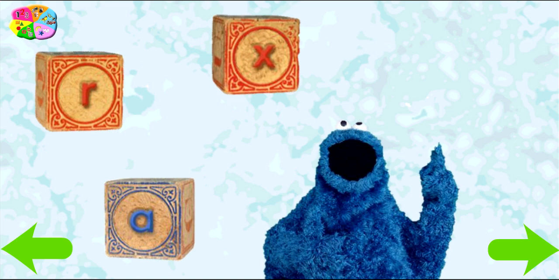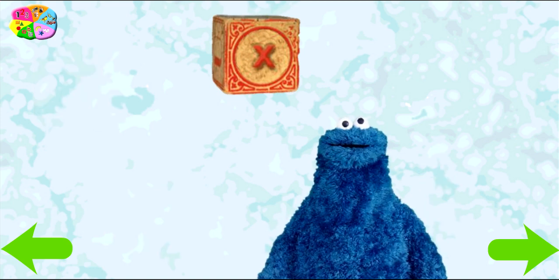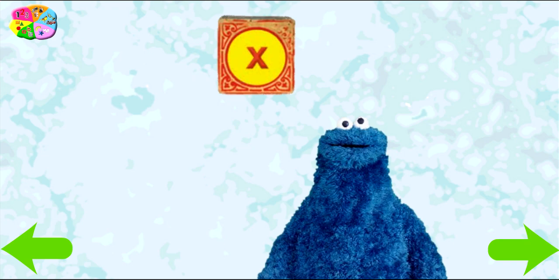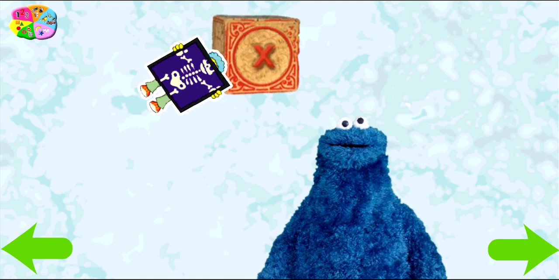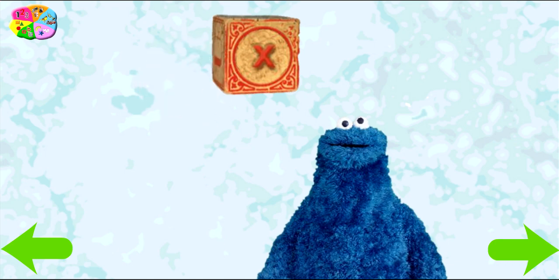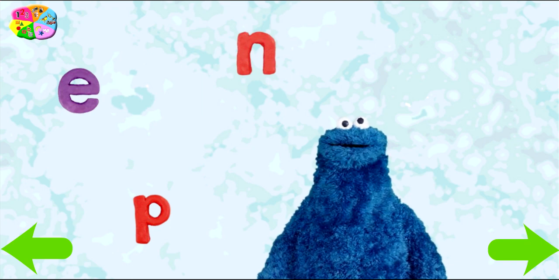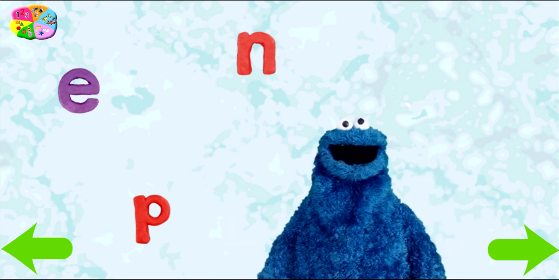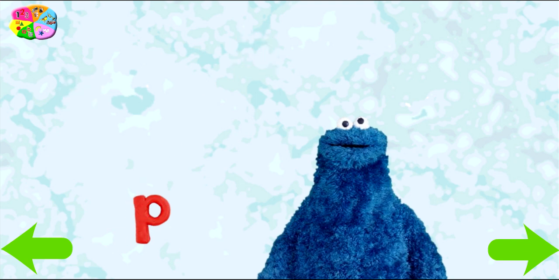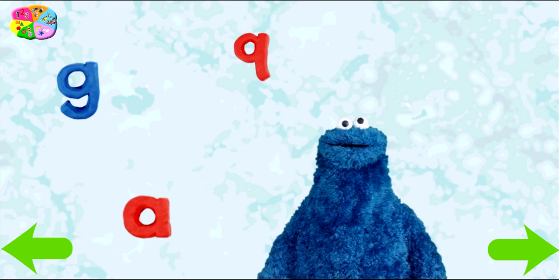Now find the letter X. X. Me think about it. Yes, you right. X. X-ray. What me have to work with? Nice selection. Okay, me ready. Now, you find the letter P. P. Very good work, P. Pencil. Listen carefully. This one a bit tricky.